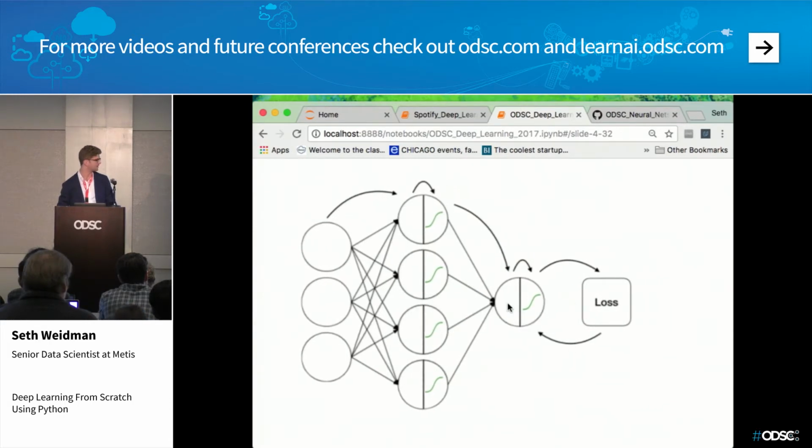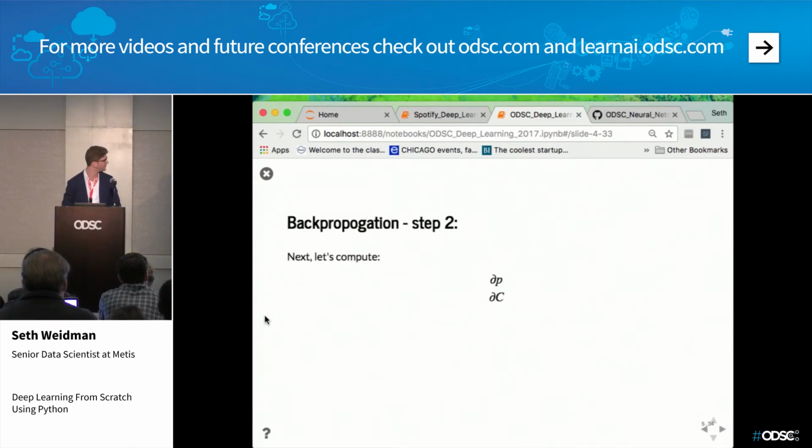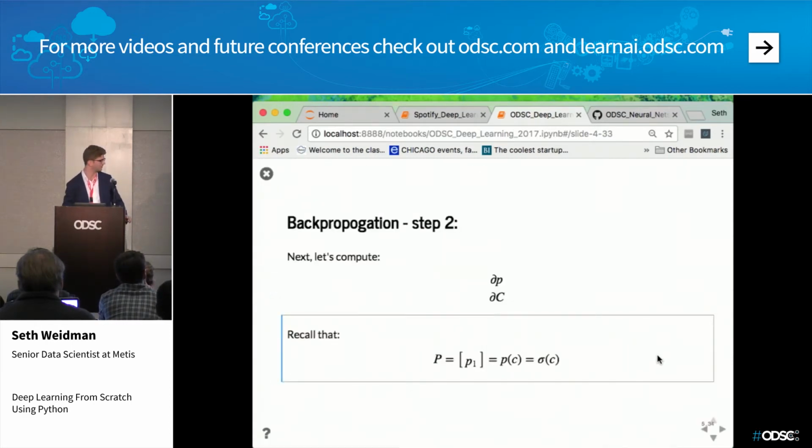All right, so that's the first thing we've done. We've gone backwards one step in our backpropagation. Now let's compute this next partial derivative. What was this original function? Remember, this function was just a sigmoid function, the thing that transformed C, the linear combination of our hidden features, into our prediction. We just passed it through the sigmoid function.